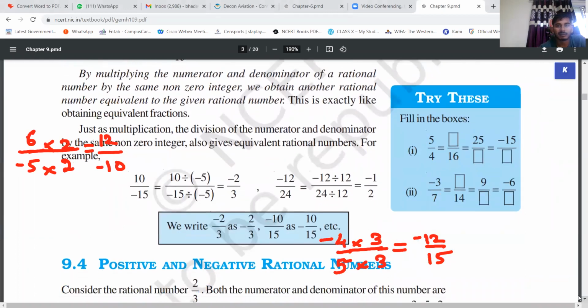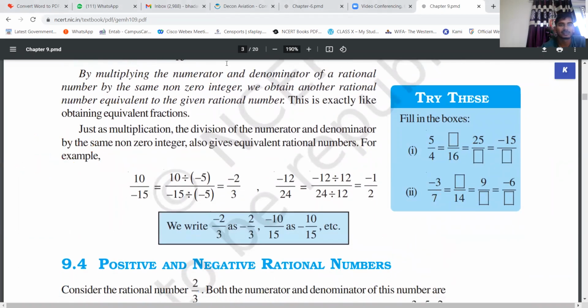See, in the chat box, try this. They have given you some questions. Before that, let's read it out. By multiplying the numerator and denominator of a rational number by the same non-zero integer, non-zero integer meaning all integers except 0, we obtain a rational number equivalent to the given rational number. For example, what do you mean by it? See, in such kind of question, take block by block. First, take this block and solve it.